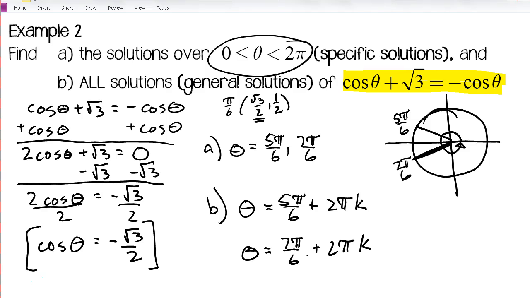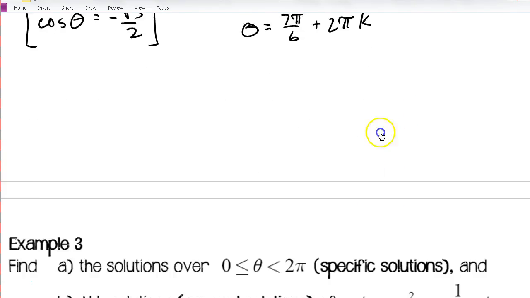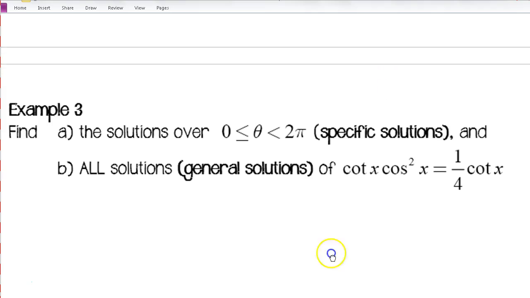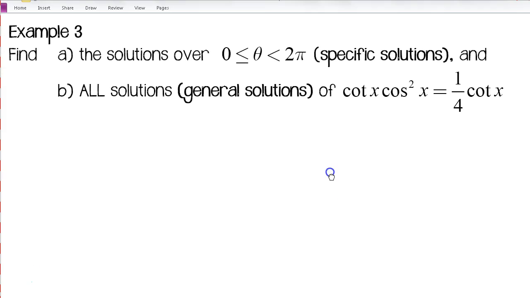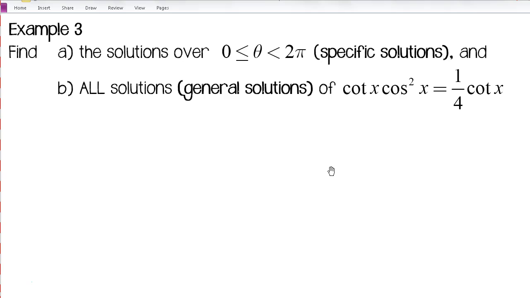So if you have any questions, make sure you ask, and if you want to go ahead and move on to example 3, go ahead and give example 3 a try, and if you get stuck, start the next video and I'll walk you through the steps of that one. So we'll see you in there.